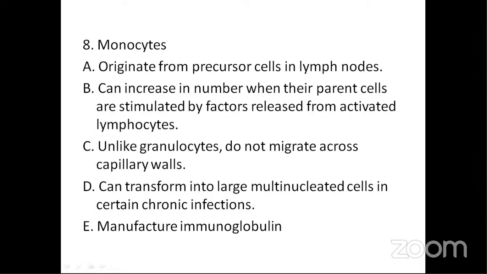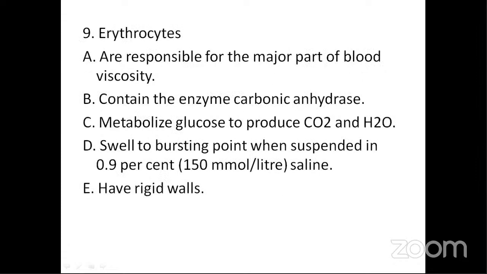Next, coming to the next question, that is erythrocytes. Erythrocytes are responsible for the major part of the blood viscosity. Second option, erythrocytes contain the enzyme carbonic anhydrase. Third option, erythrocytes metabolize glucose to produce carbon dioxide and water. Next, erythrocytes swell to bursting point when suspended in 0.9% saline. And last, erythrocytes have rigid walls. Which among the following is true and which is false?